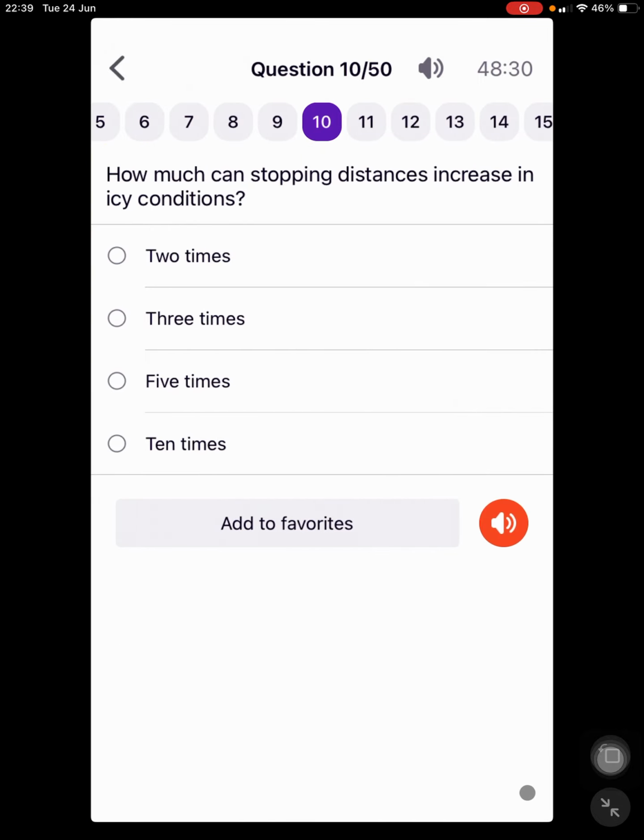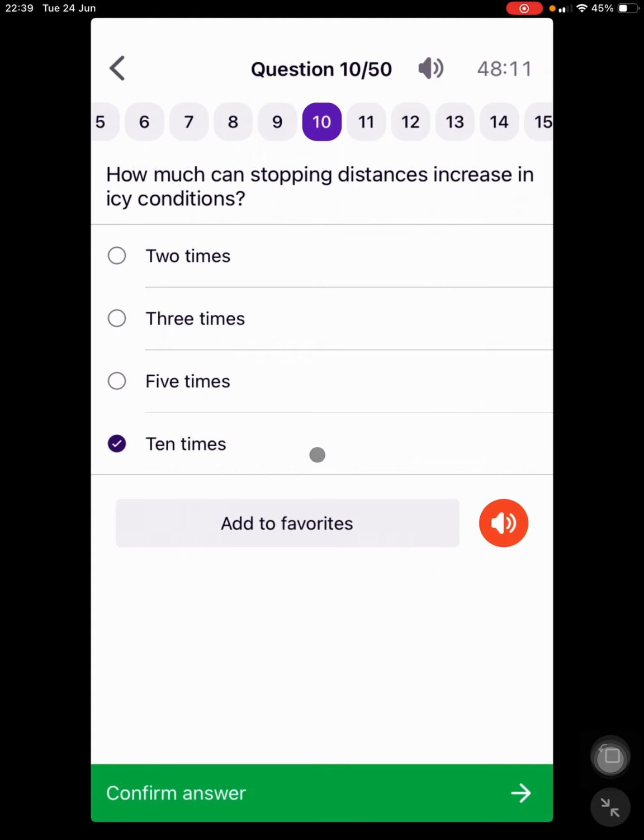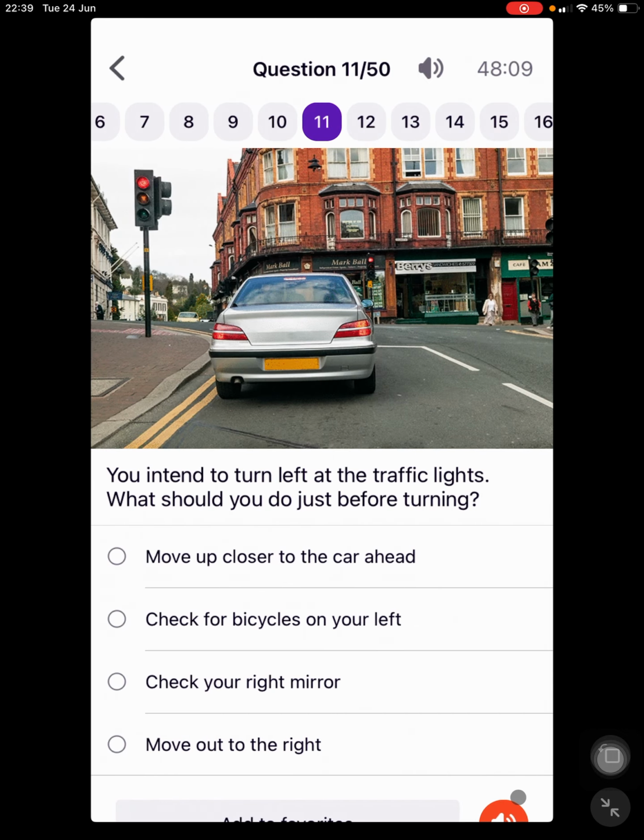How much can stopping distances increase in icy conditions? 2 times. 3 times. 5 times. 10 times. That's 10 times.